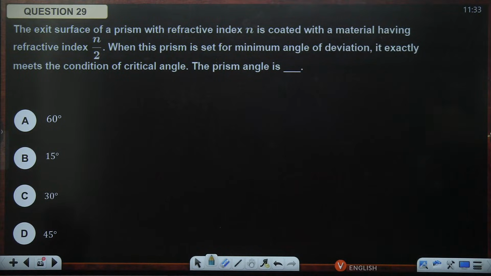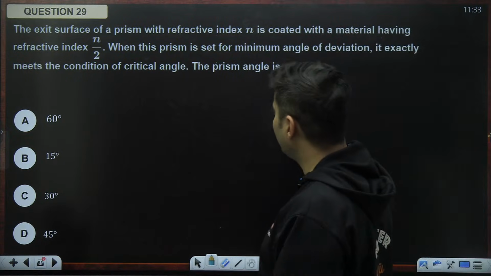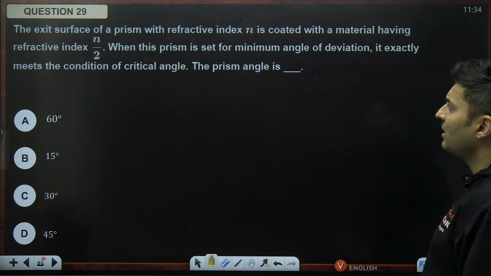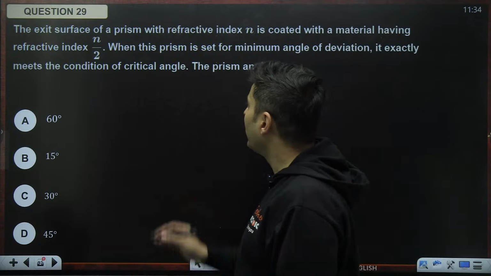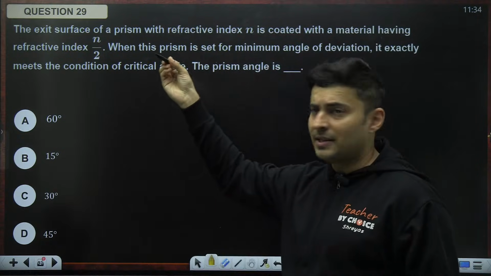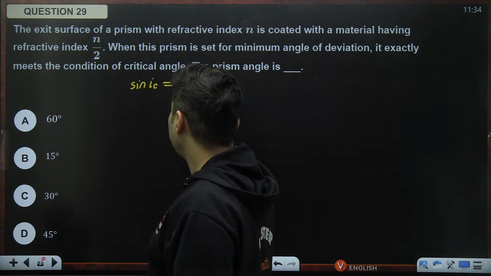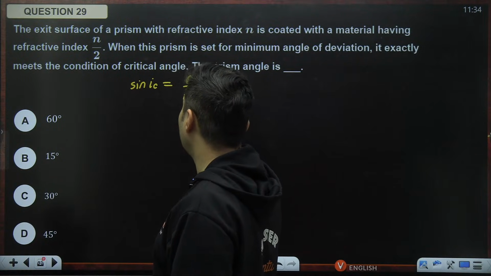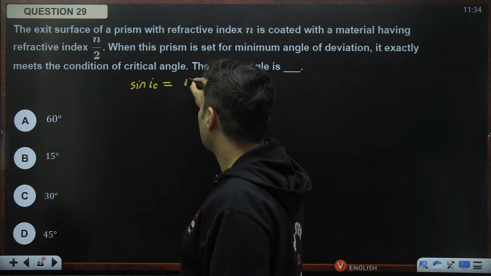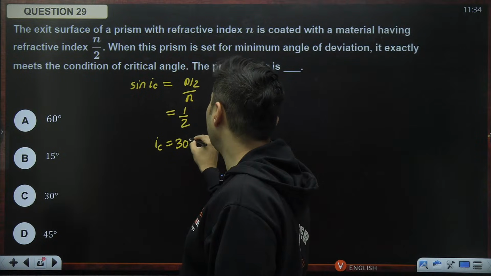The exit surface is coated with some material. When the prism is set for minimum angle of deviation, it exactly meets the condition of critical angle. So when the prism is set for minimum angle of deviation, it meets the condition for the critical angle also. Okay, because the coating has a lower refractive index than the material of the prism, we can first figure out the critical angle of incidence. That will be higher refractive index by lower refractive index. Sorry, my bad. Opposite. Lower by higher. So lower by higher. So that will be half. So therefore critical angle will be 30 degrees.